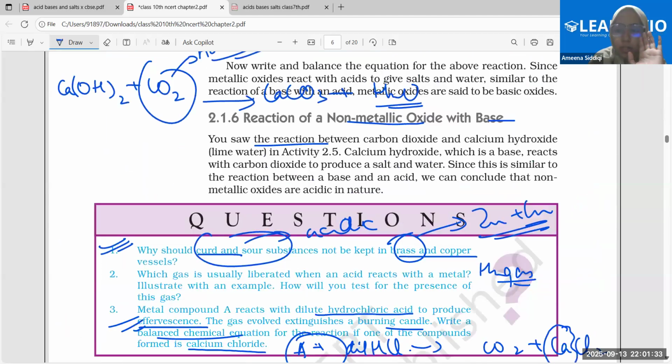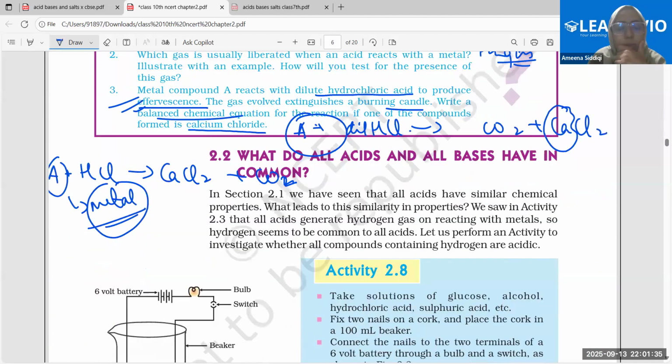What will be the formula for calcium carbonate, bachcho? CaCO3. Yes. CaCO3. What will be the formula for this calcium bicarbonate, CaHCO3? I've already spoken the formula.